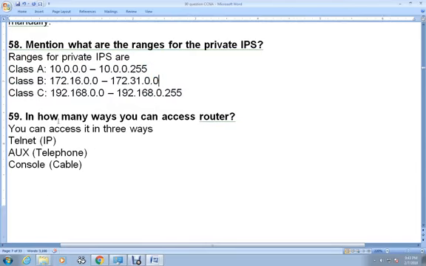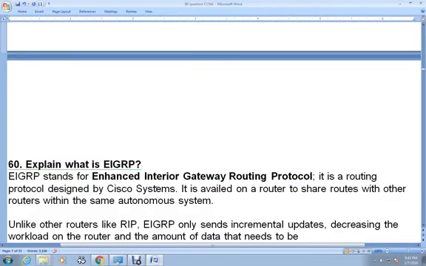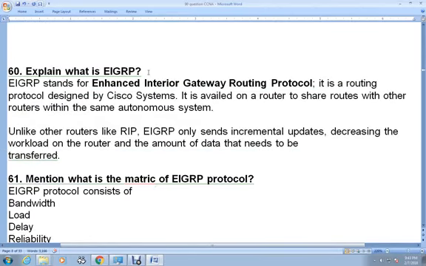And in how many ways can you access routers? So we have multiple ways to access this. By telnet, you can access by AUX, telephones or console. So basically we have three ways to access a router. As the next question, explain what is EIGRP.